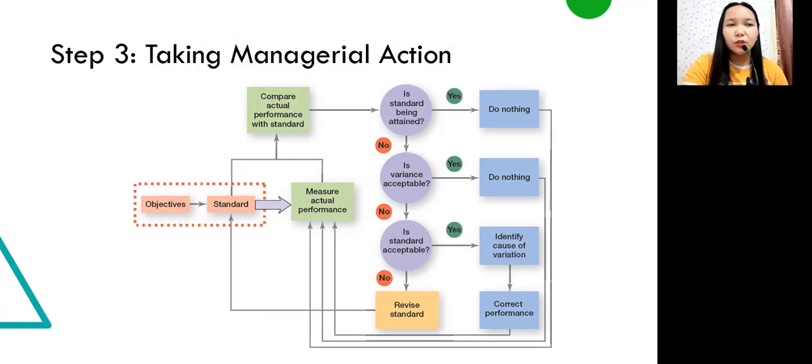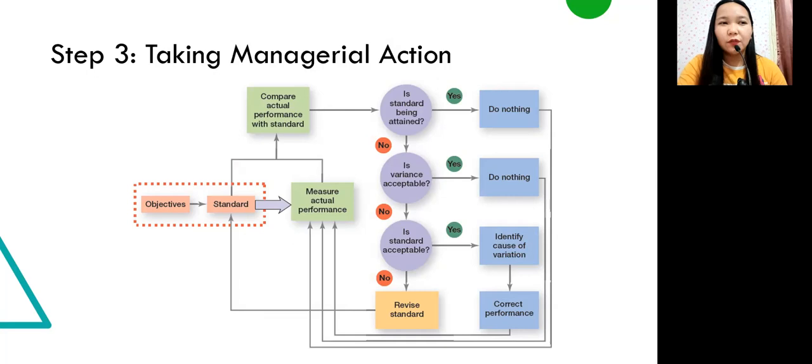But if your answer in this question is no, is a standard acceptable? Ibig sabihin nun, baka naman kasi hindi na-achieve yung quota kasi masyadong mataas yung standard, right? So, kapag ang sagot is yes, you identify the cause of variation. Okay, ibig sabihin nun, identify mo kung saan sila nagkamali. And then, you correct performance. So, yun yung isa sa mga choices. And number 2 is kapag ang standard naman is hindi acceptable, you revise the standard. Okay, so, yun. So, basically, you can do nothing.